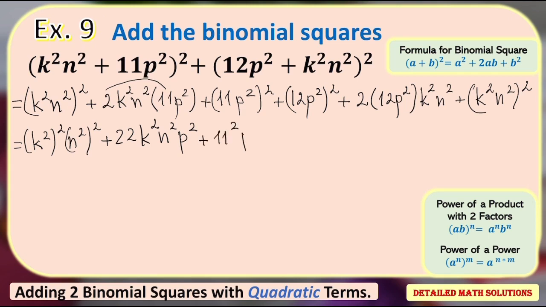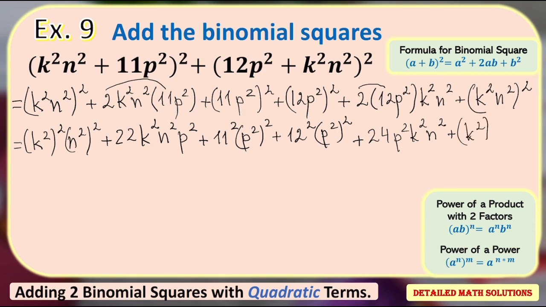11 squared (p squared) to the power of 2 plus 12 squared (p squared) to the power of 2 plus, again for this next term I need to multiply the numerical parts. 2 times 12 is 24 p squared k squared n squared plus (k squared) squared multiplied by (n squared) to the power of 2.